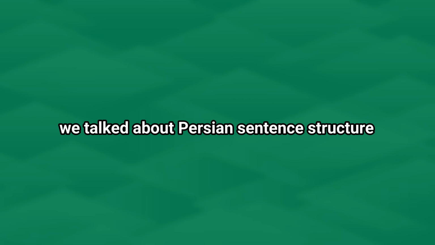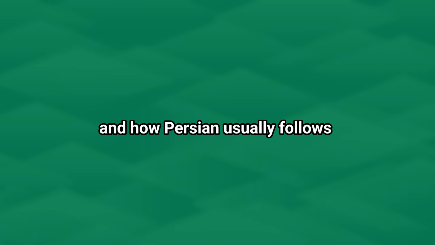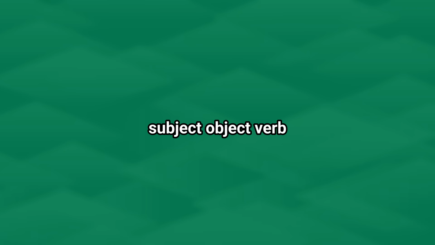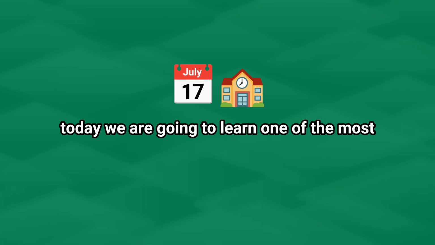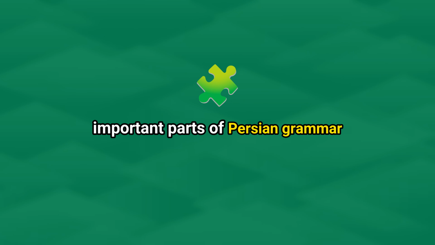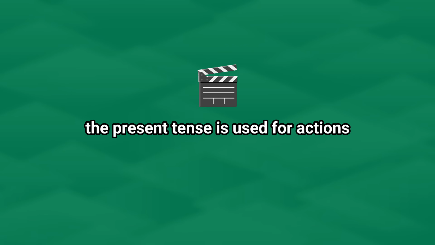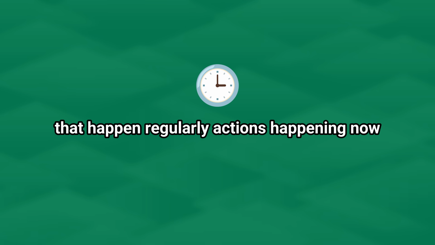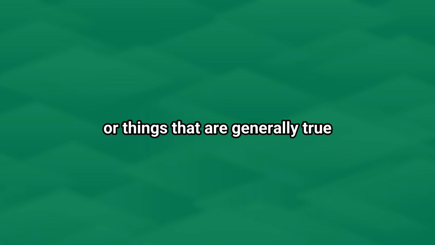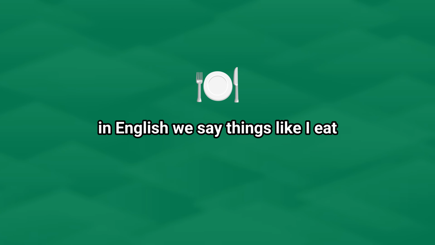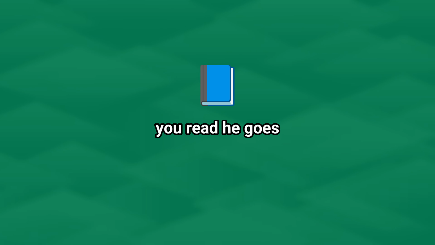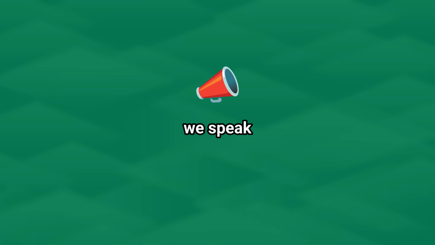In the previous lesson, we talked about Persian sentence structure and how Persian usually follows subject, object, verb. Today, we are going to learn one of the most important parts of Persian grammar, verbs, and specifically the simple present tense. The present tense is used for actions that happen regularly, actions happening now, or things that are generally true. In English, we say things like I eat, you read, he goes, we speak.